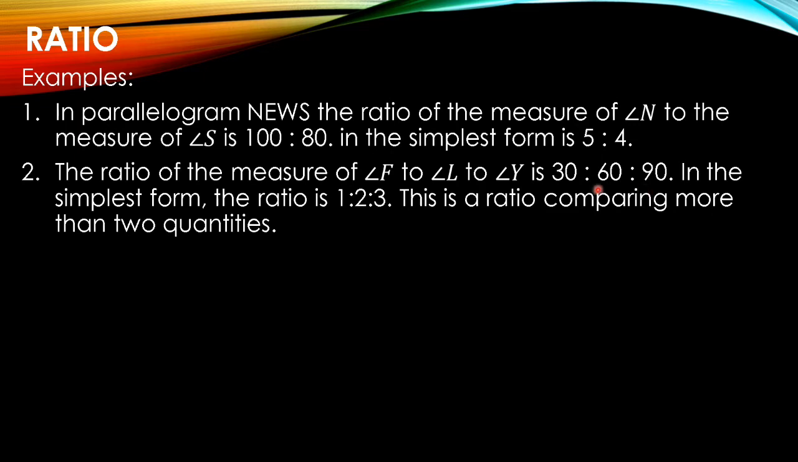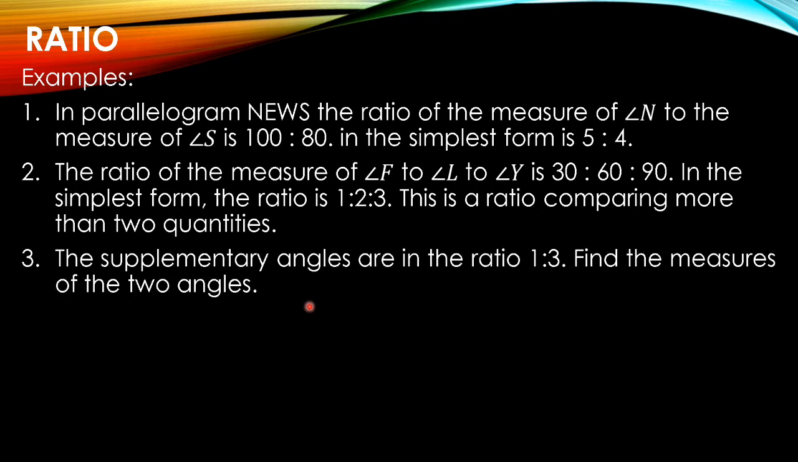I-divide mo yung 30. So, 30 divided by 30 is 1, 60 divided by 30 is 2, and 90 divided by 30 is 3. So, kung ano yung i-divide mo dun sa unang number, yun din i-divide mo sa mga kasunod pang number. This is a ratio comparing more than two quantities.